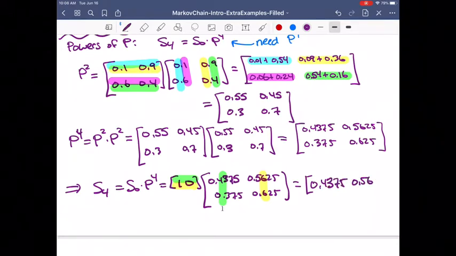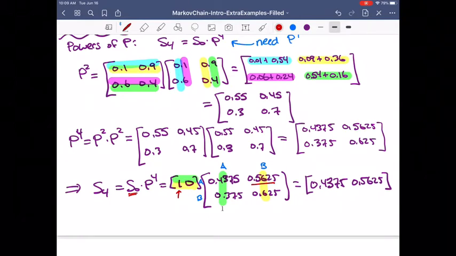Which makes sense, again, because P to the 4 gives the probability that I go from one state to another after 4 steps. So each entry, depending on which row and column it is, tells us that. So for instance, this entry here, 0.5625, is the probability that I go from state A to state B after 4 steps. Because in S0 we definitely start in A, we want to take that row because it tells us what happens for things that start in A after 4 steps.